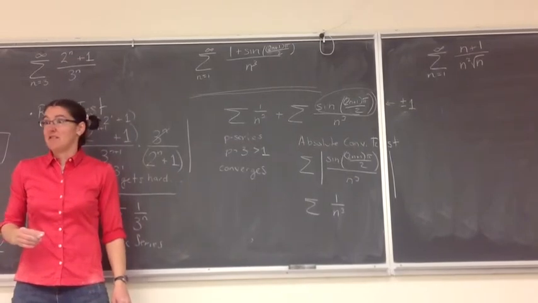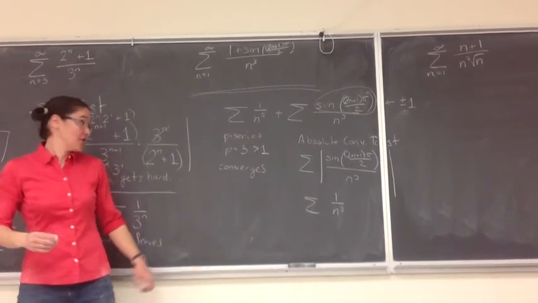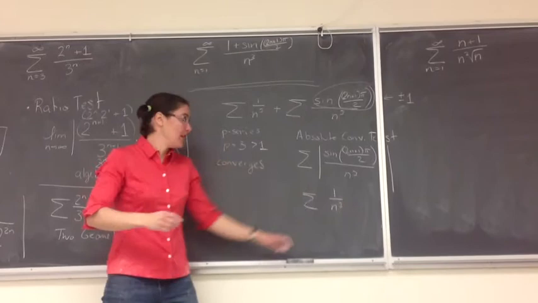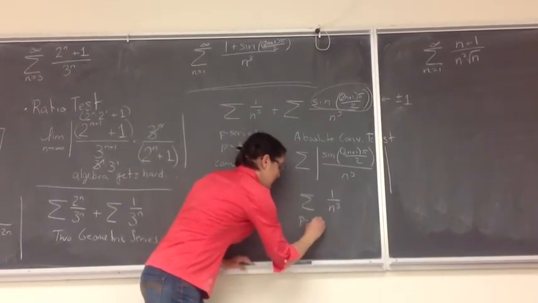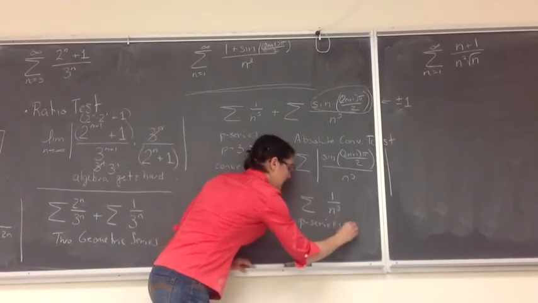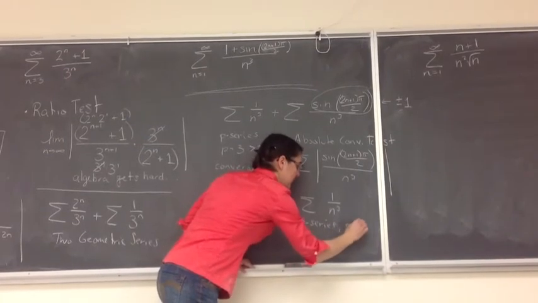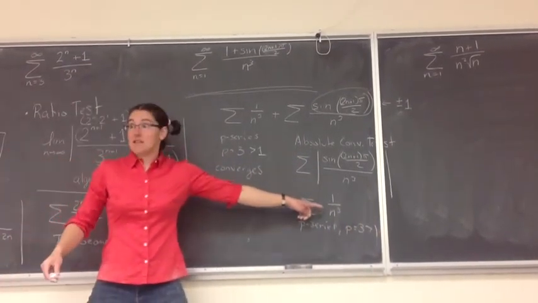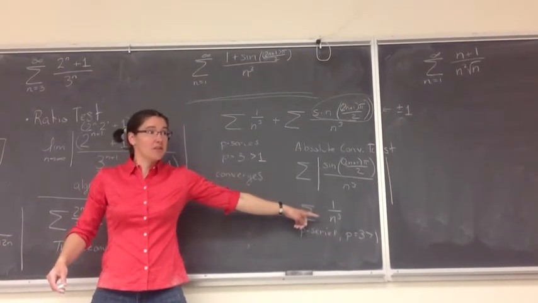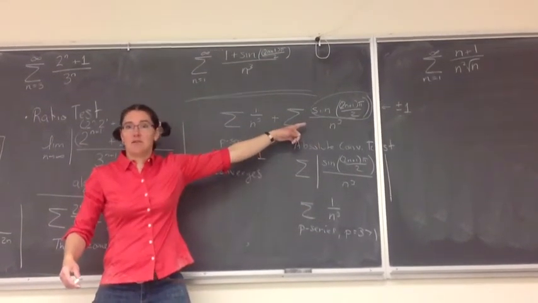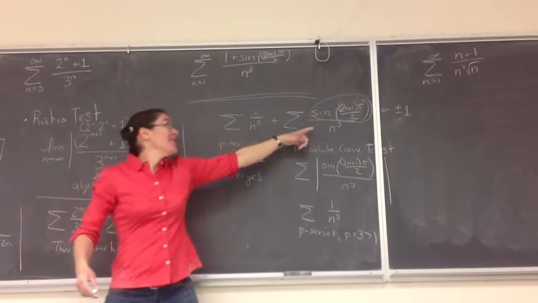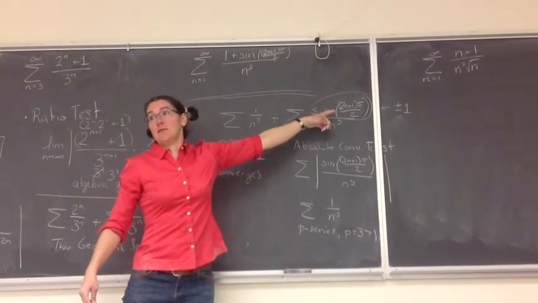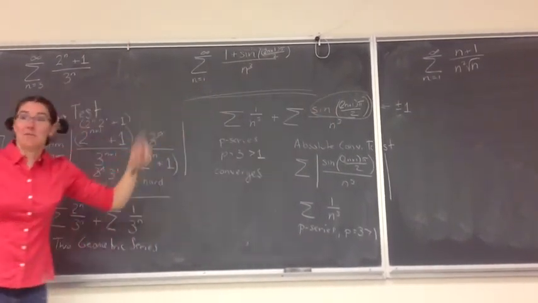And what do we know about that? That converges. It's a P series right here, where P is equal to 3, which is greater than 1. The series with absolute value bars converges, therefore the original one converges. So that one was a typo on my part, I apologize. That was supposed to be plus and minus 1s, not going all over the place.